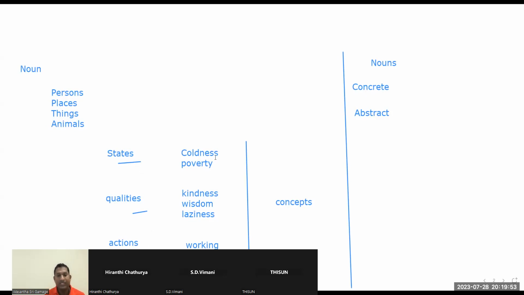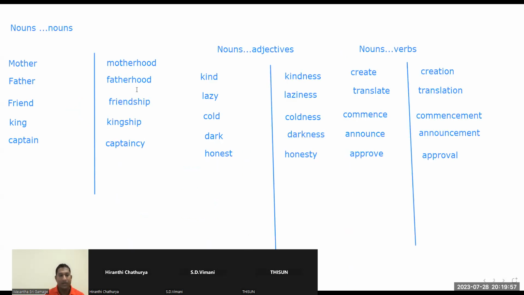Most of the time states are coming from nouns. Mother, motherhood, father, fatherhood, friend, friendship, king, kingship, captain, captaincy. Most of the time qualities are coming from adjectives. Kind, kindness, lazy, laziness, likewise.